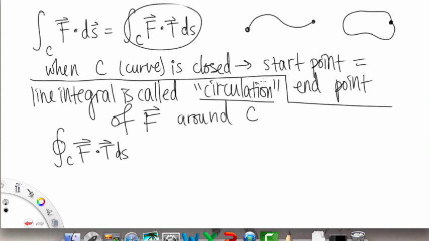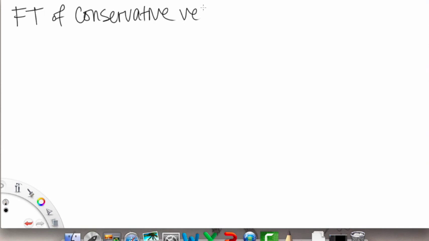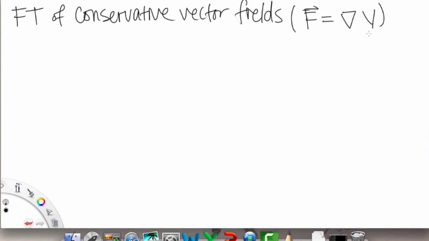And now I'll go on to the fundamental theorem for conservative vector fields. I'm going to abbreviate a little bit and say fundamental theorem of, not of calculus, but fundamental theorem of conservative vector fields. In this case, conservative vector fields satisfy the following: the F vector field is the gradient of some potential function V. Remember? Okay, so two things hold here.